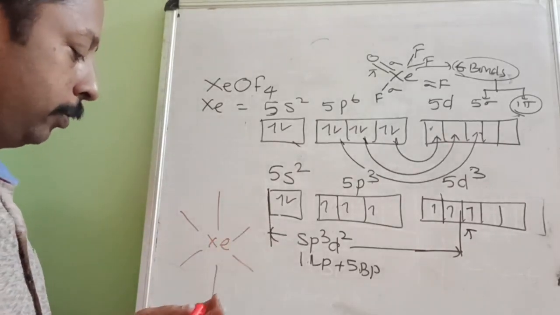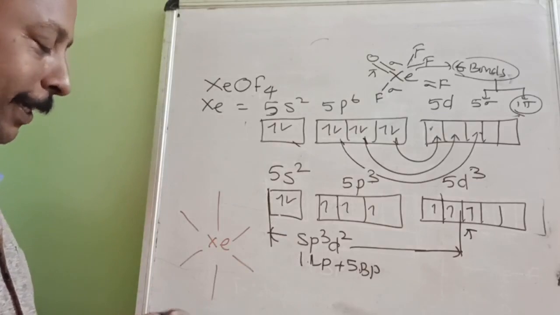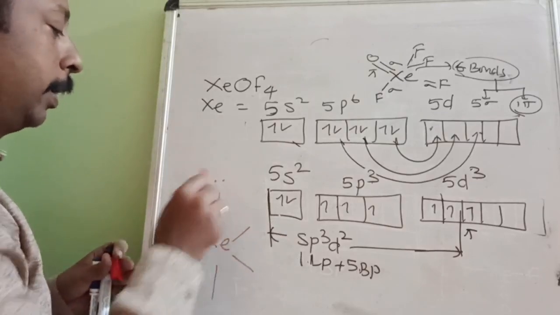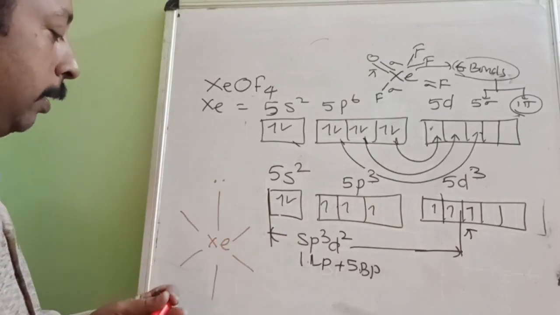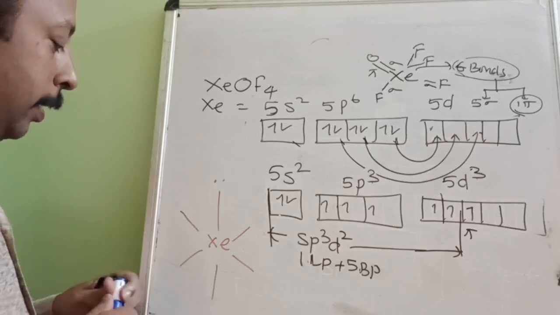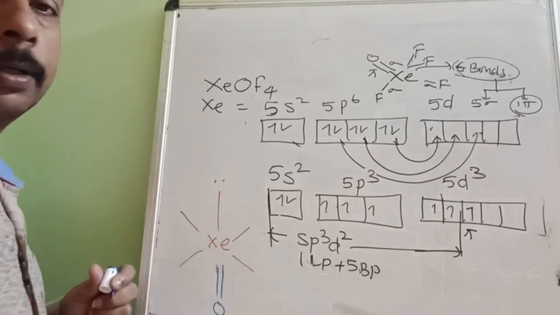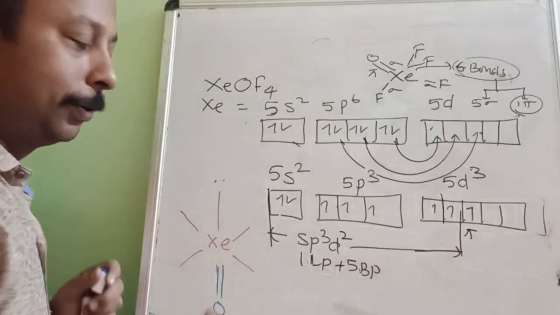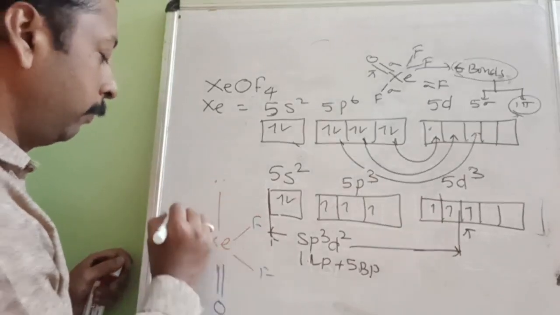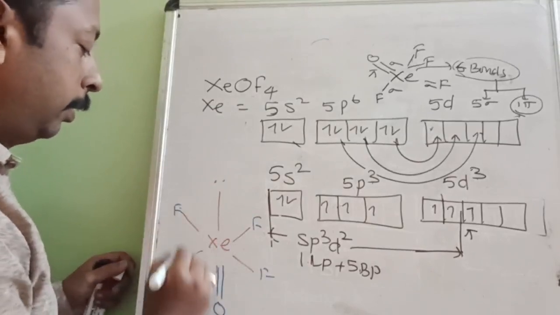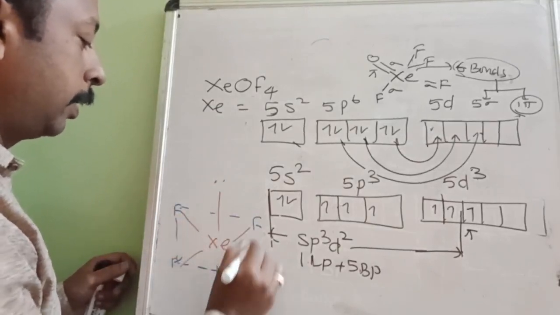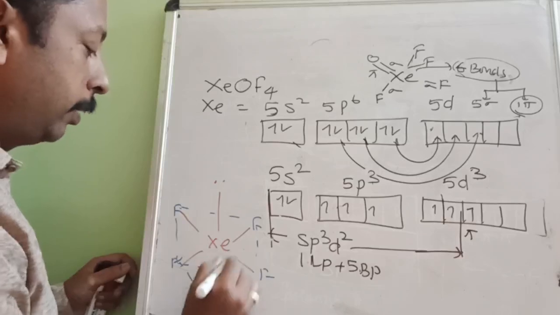So what will I do, tell me. I will accommodate the lone pair at the top. And I will accommodate the oxygen at the bottom with a double bond. See how beautiful it looks. Fluorine, fluorine, fluorine, fluorine. Now it looks as if it is a square pyramid, not a bipyramid.